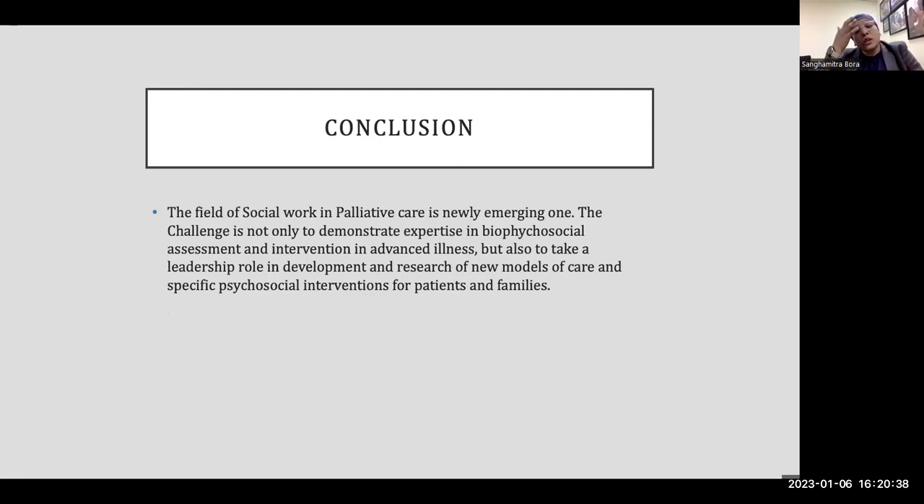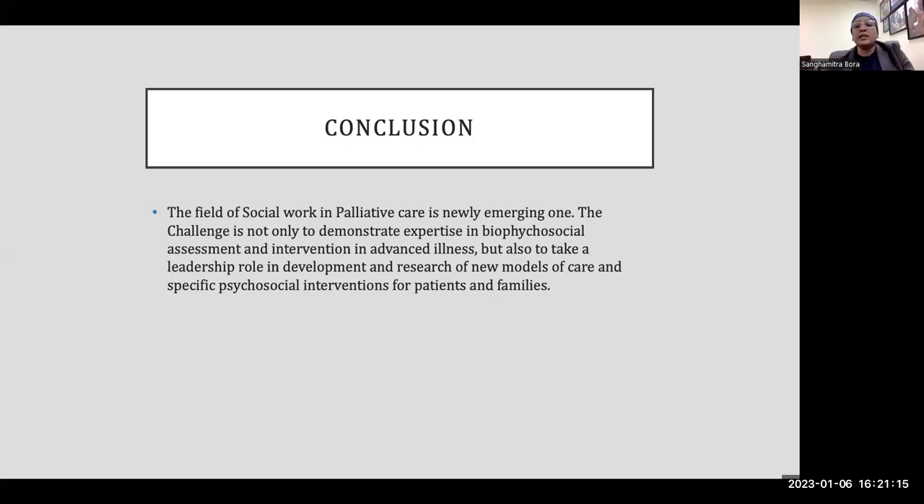So in conclusion, the field of social work in palliative care is definitely a newly emerging one in India. It's very rampant and very specialized outside of India, abroad. I have had interactions with leaders from the social work background who have excelled in their work, going through all these stages and coming to a leadership role.